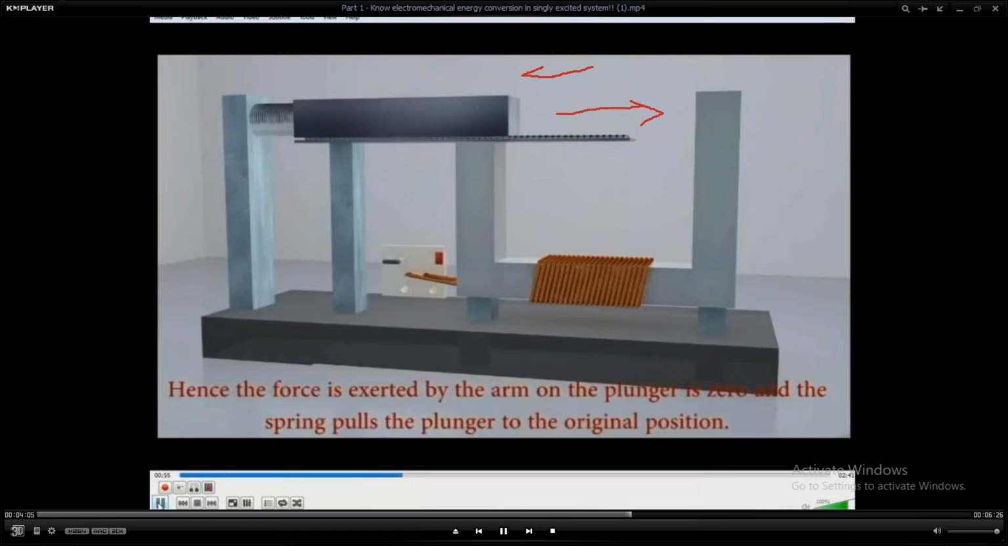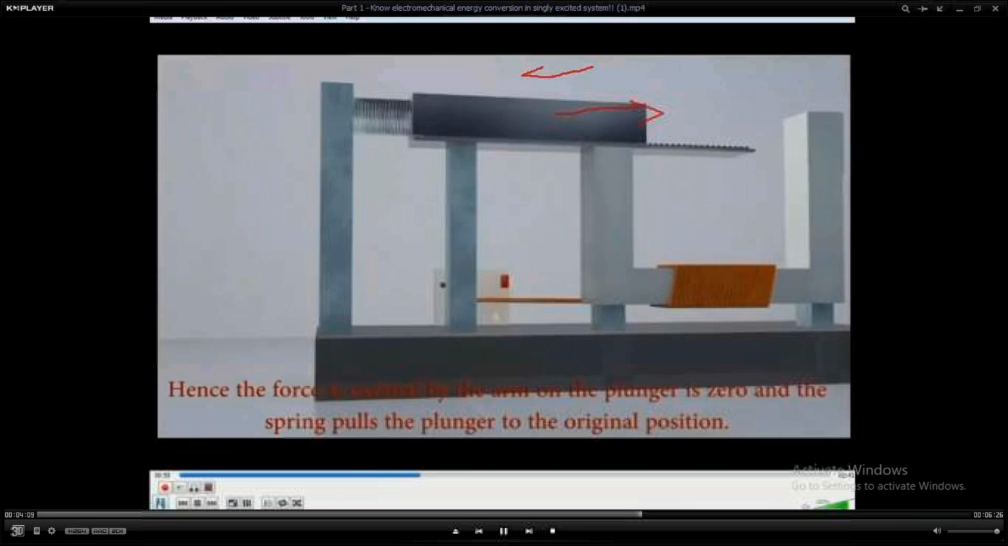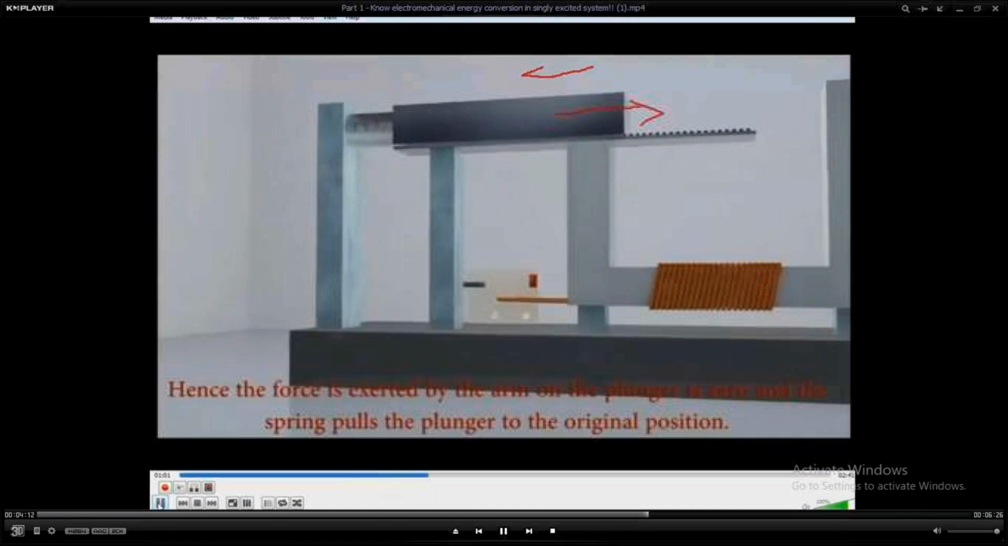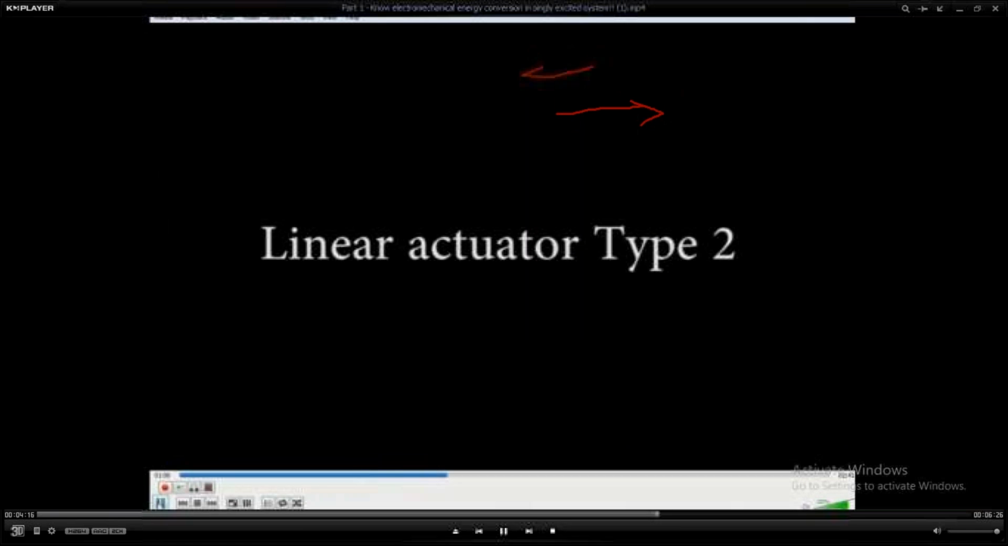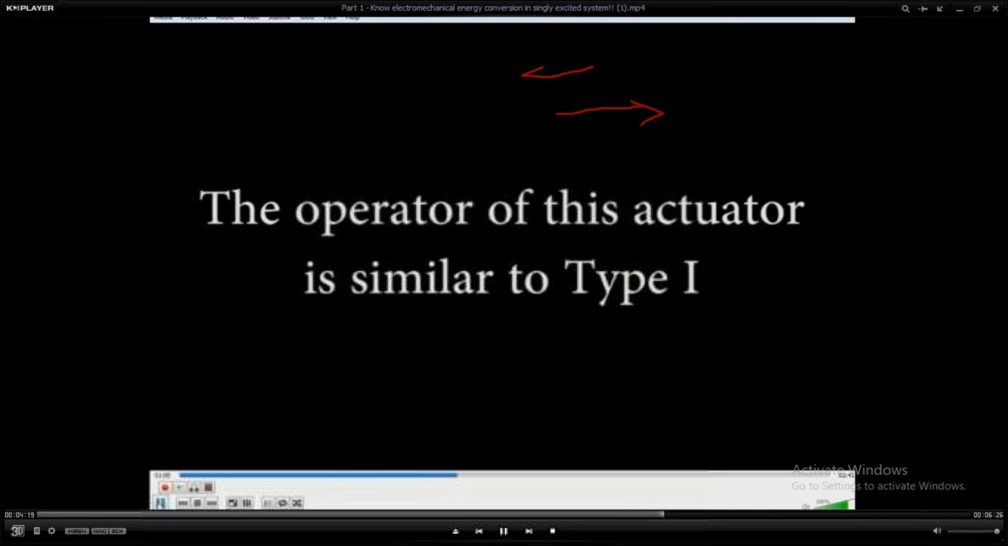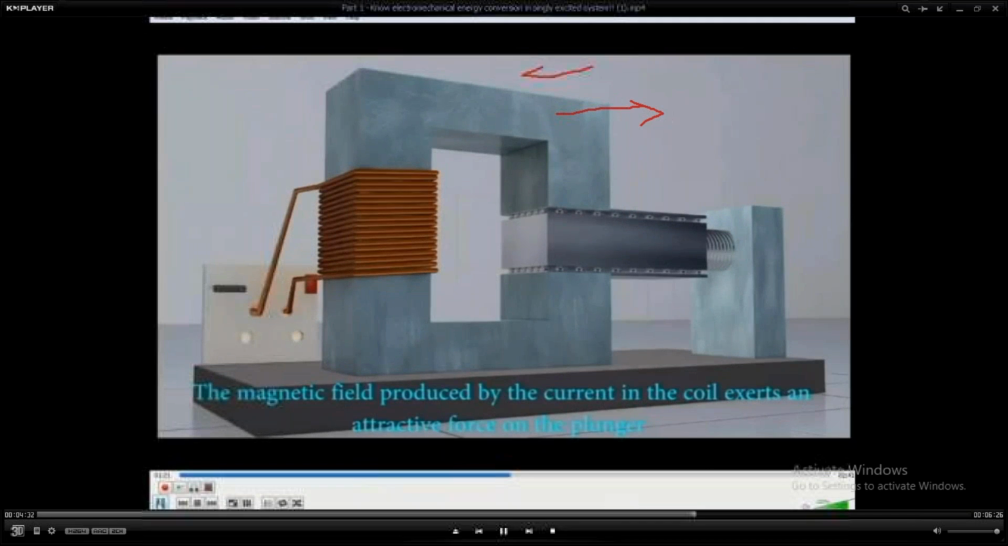In reality, the mechanisms are a bit more complex, but this is a very simple illustration of those complex linear motion systems that do exist. And as we see here again, it is a singly excited system since we had just one coil. Similarly, we have another system which is also singly excited because it has one coil and one source of magnetic field.